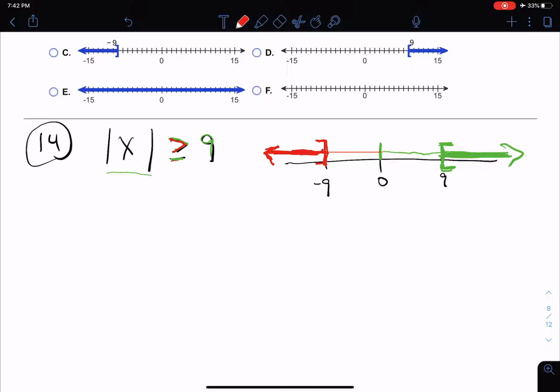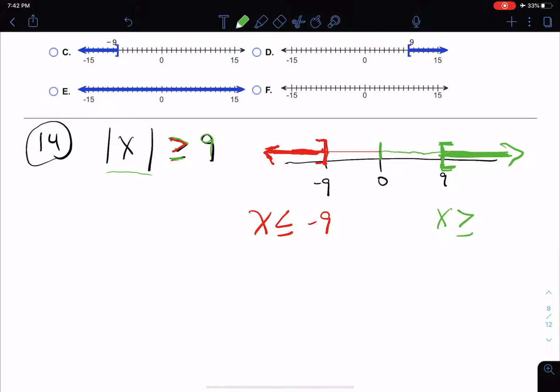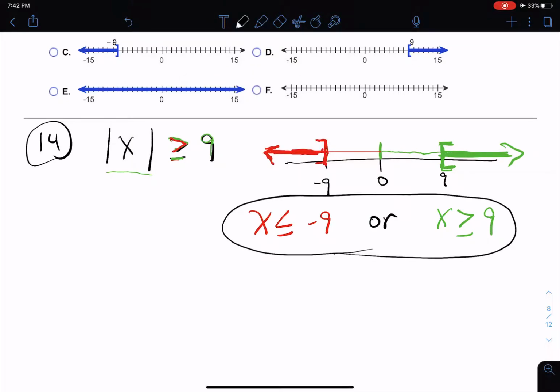Yeah, you can. The stuff in red says x is less than or equal to negative 9. How do you say the stuff in green? X is greater than or equal to positive 9. And what goes in between? It's an OR problem. There's no overlap, right? It's an OR problem. And that's your answer.